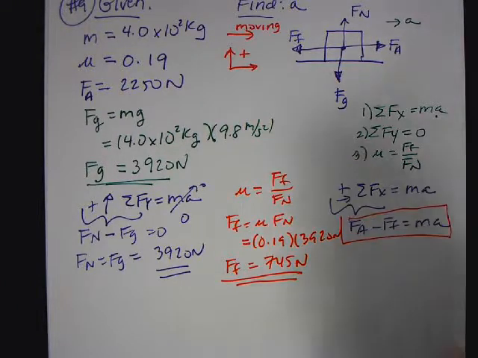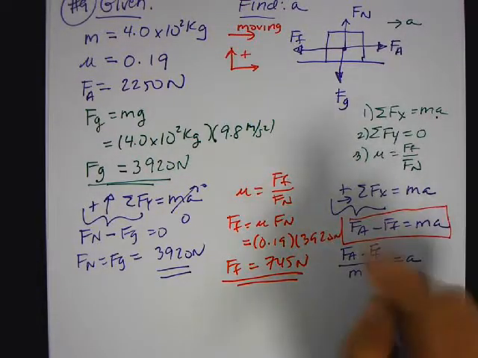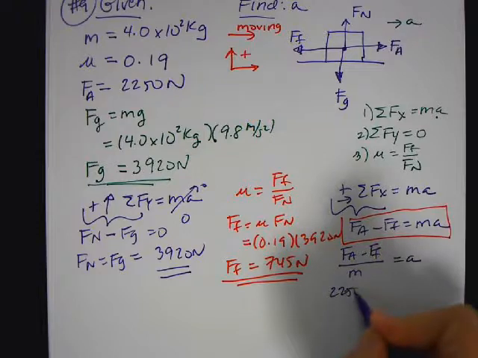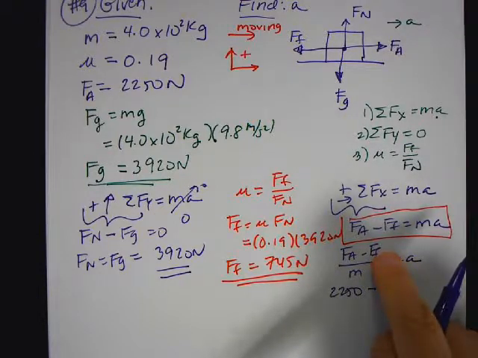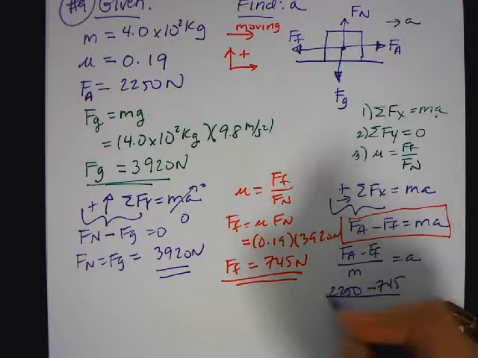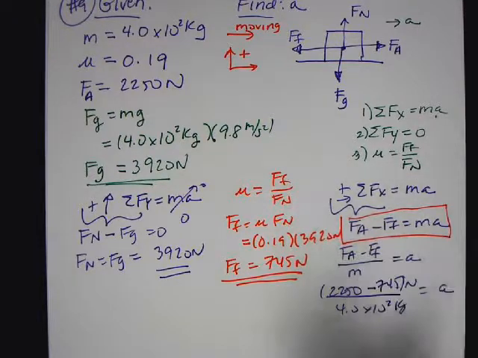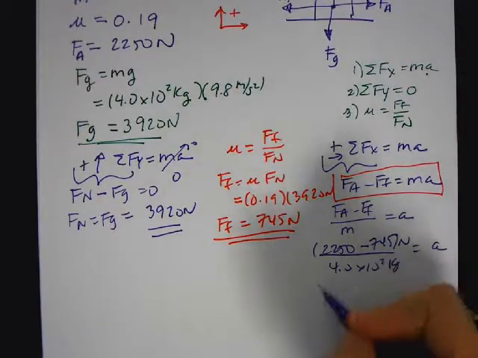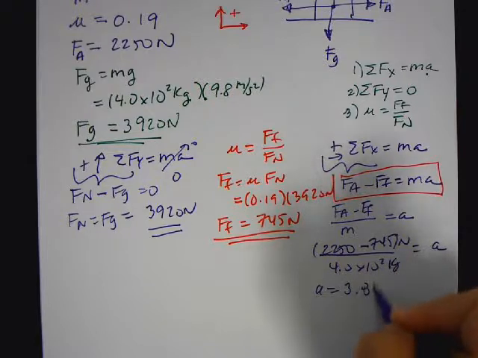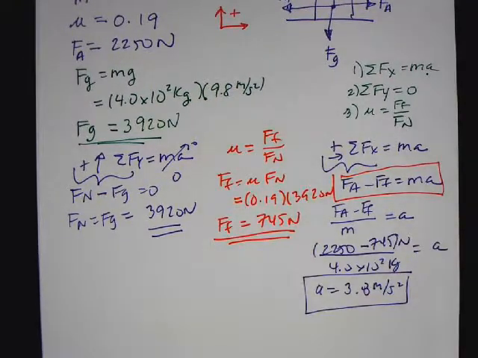So since we want to solve for A, I'll rearrange the equation. Fa minus F of f over m is equal to A. So Fa is 2250 minus F of f, which is 745, that's newtons, over my mass, and that gives me A. So A comes out to be 3.8 meters per second squared. And that's it.